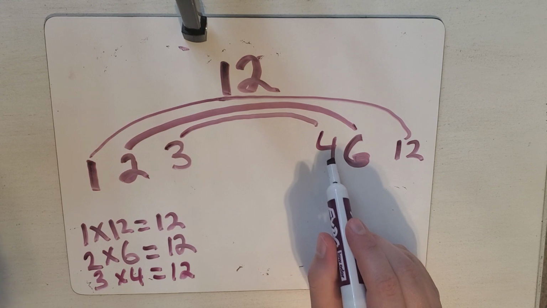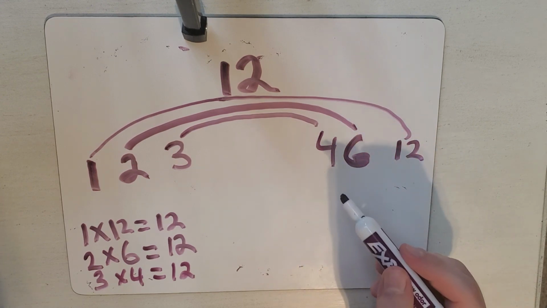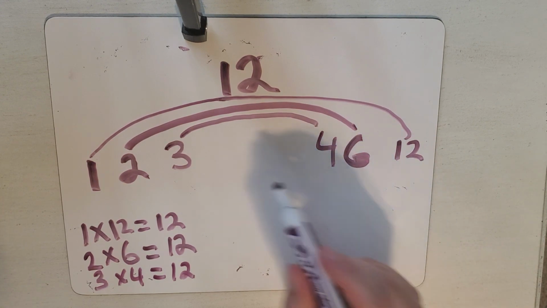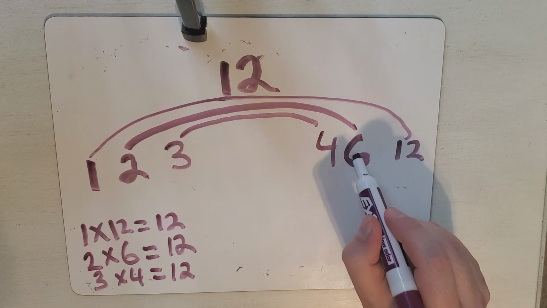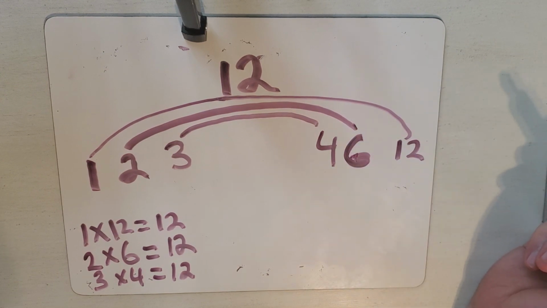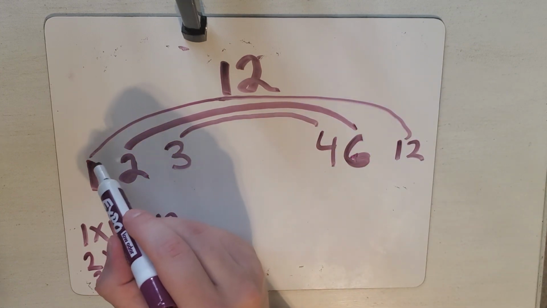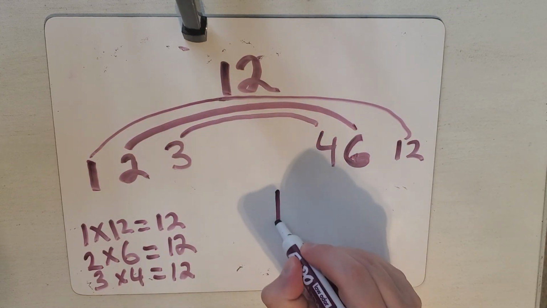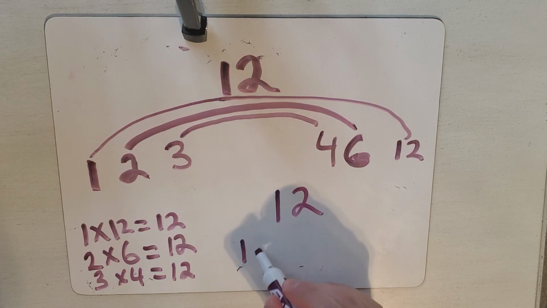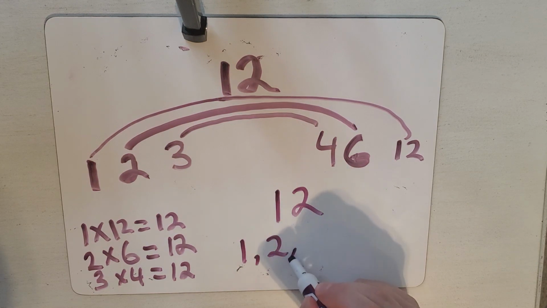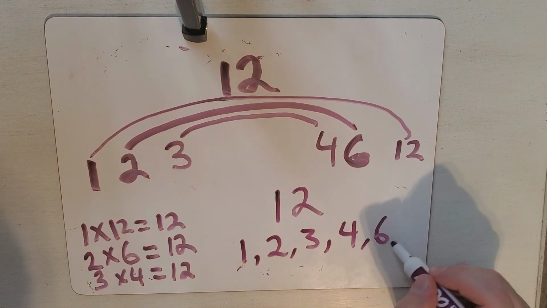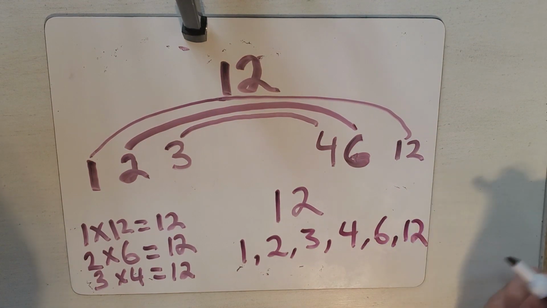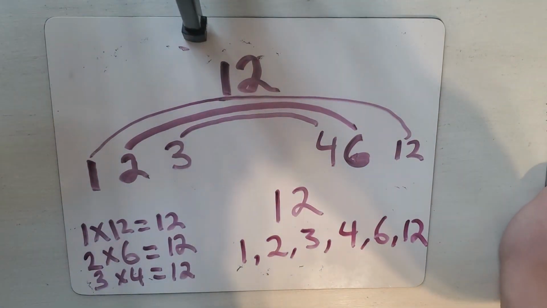And then what comes after 4? 5. No, not 5, because 5, 10, 15, 20; 12 is not on the 5s list. Nothing times 5 equals 12. And then I'm back up to 6. So these are all my factors for 12. The factors of 12 are 1, 2, 3, 4, 6, and 12. These are my factors for 12.